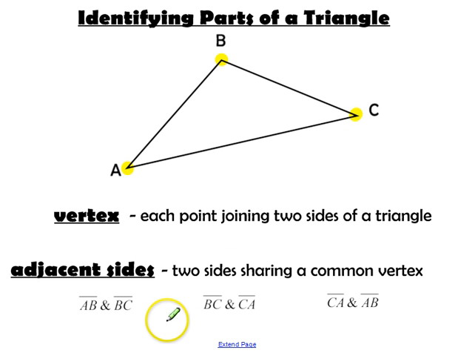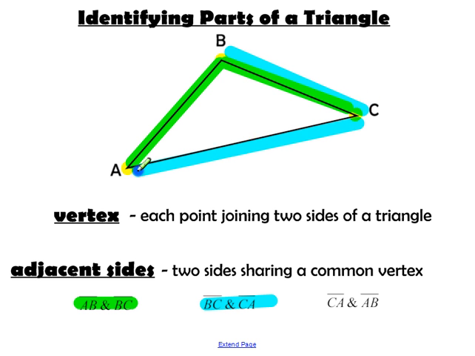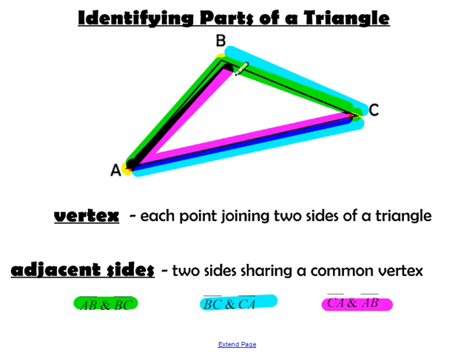Next, we want to talk about adjacent sides, and these are two sides sharing a common vertex. So side length AB and then BC are adjacent sides sharing vertex B. Then BC and CA, so here we have segment BC and segment CA, and those are adjacent sides sharing vertex C. And then CA and AB, we have side CA and then side AB, and they share vertex A.